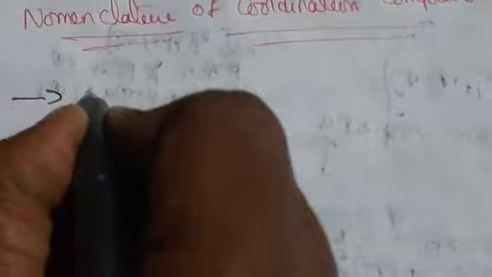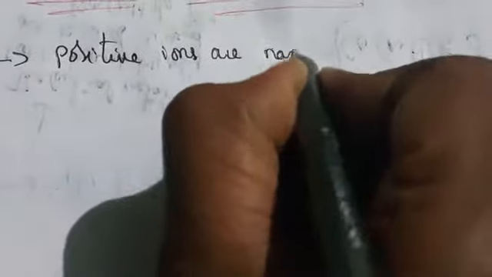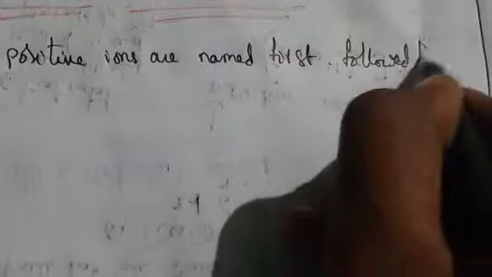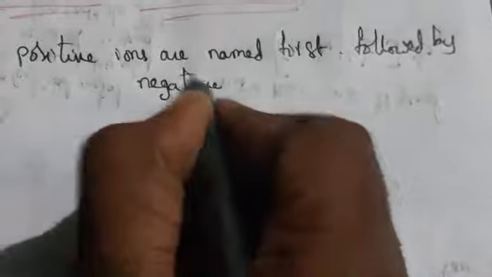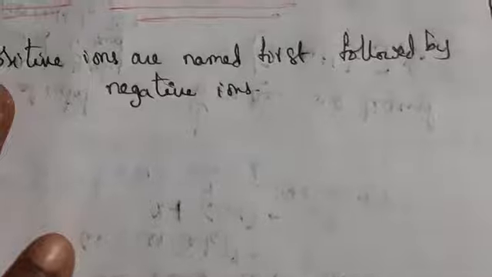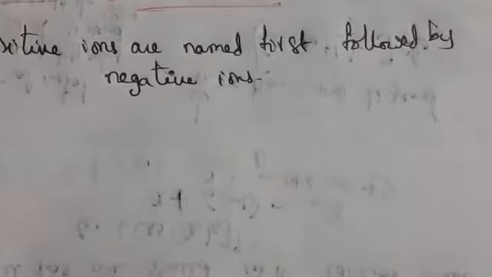So what is the first rule we are going to discuss here? Positive ions are named first, followed by negative ions. So what does this mean? Positive ions are named first followed by negative ions, which means the number of anions or cations we should not indicate.